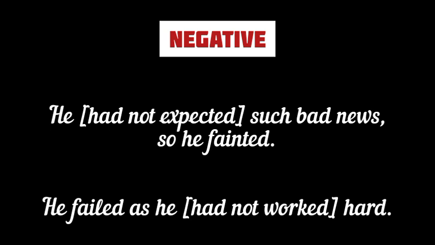In negative sentences, we put the word not in between the auxiliary verb had and the third form of the main verb. For example, he had not expected such bad news, so he fainted. Here, not has come in between had and the third form of the verb. And then he failed as he had not worked hard. Here also, not is placed between had and the third form of the verb worked. So in this way, in negative sentences, not or never comes after the auxiliary verb had.